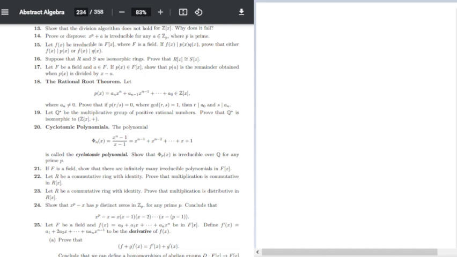Let F be a field and alpha in F. If p(x) is in F[x], show that p(alpha) is the remainder when divided by x minus alpha. Oh, okay. F be a field and a in F. P of x, the evaluation is the remainder. Okay, that makes sense. Alright.